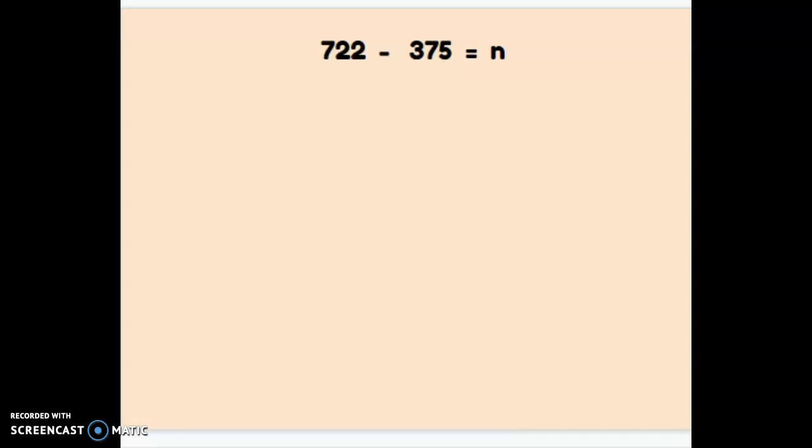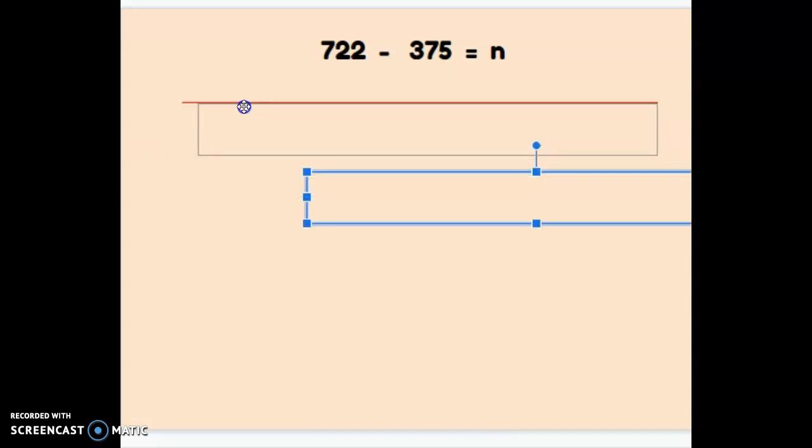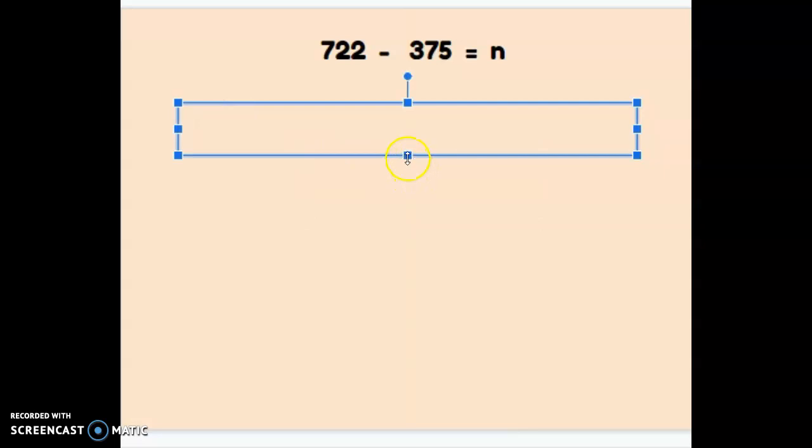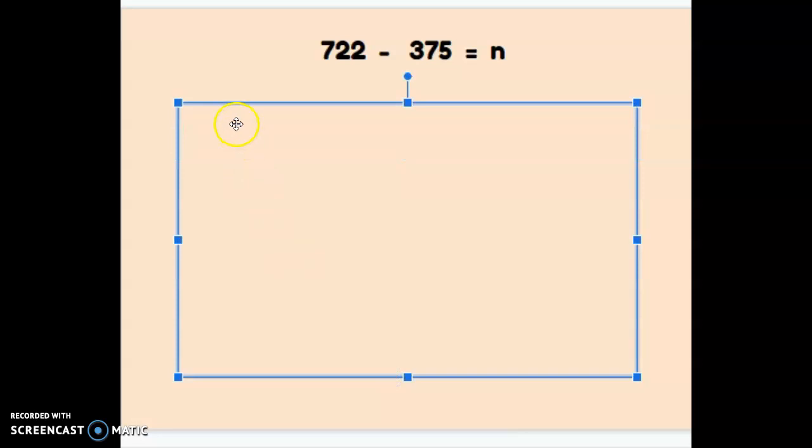So in this particular problem, I want you to think about how we did it with addition. In addition, we broke apart both numbers. But in subtraction, we don't have to. We can just break apart the first or the second number. So I'm going to go ahead and start out with my 722, leaving it as the number itself and not necessarily breaking it apart, because I can do that with the second number to help me there.